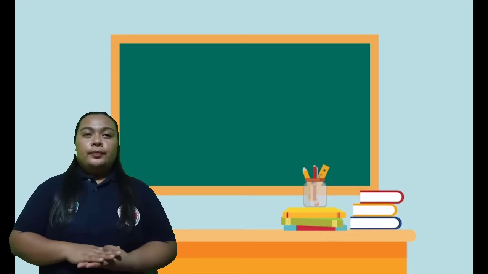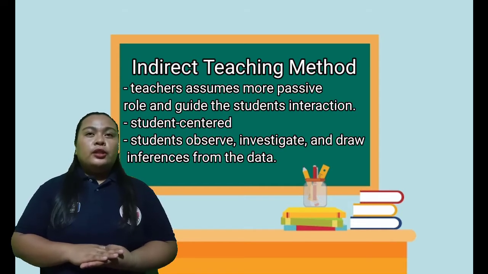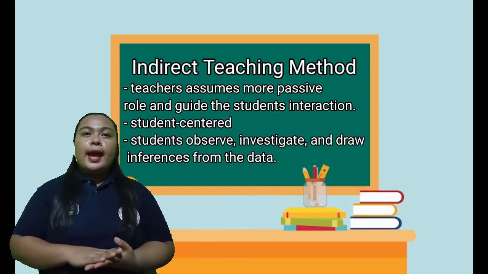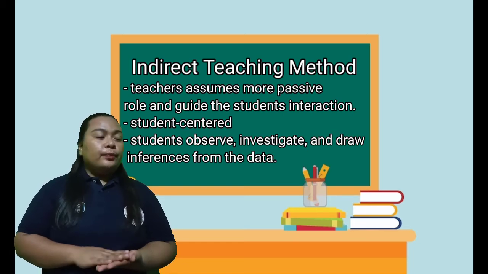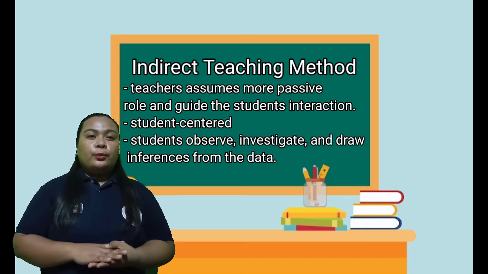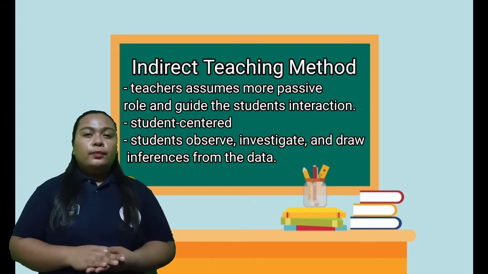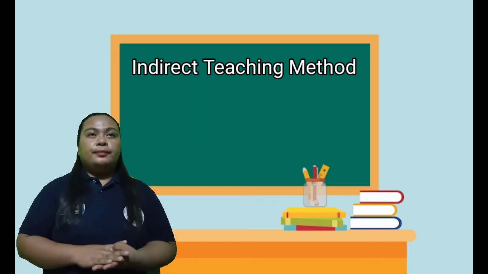Second, or the another teaching method, is the indirect teaching. In this method, the teacher assumes a more passive role and guides the students' interaction. It is also called student-centered. Students play a big role in instruction. Students observe, investigate, and draw inferences from the data. Teachers take the role of being a facilitator or supporter. This method is opposed to the direct teaching.